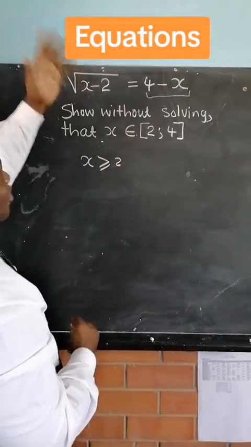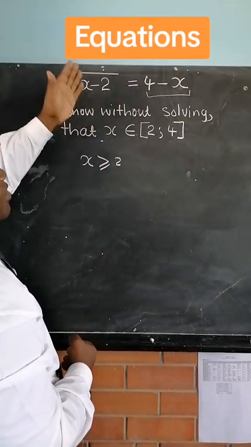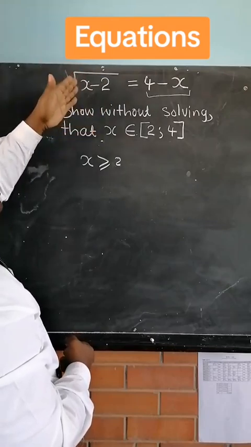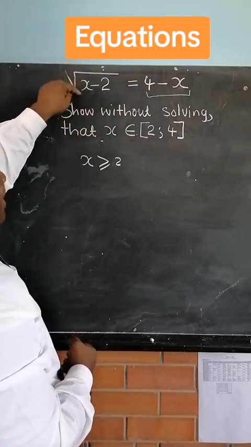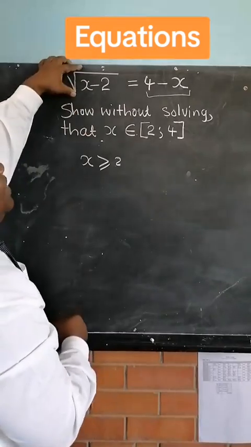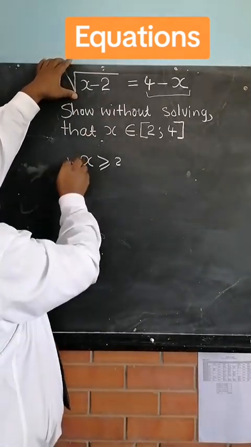It must start from 2 going on for this to be defined. If x is equal to 2, it is not a problem. 2 minus 2 is 0, and we can find the square root of 0. If we have 3, it's fine. So all numbers greater than or equal to 2 will satisfy what we want for the number to be real. This is point number 1.